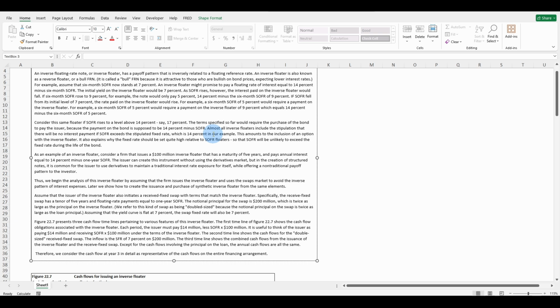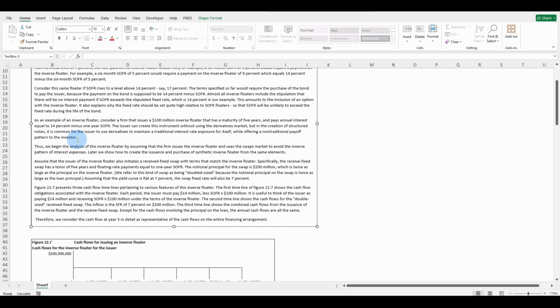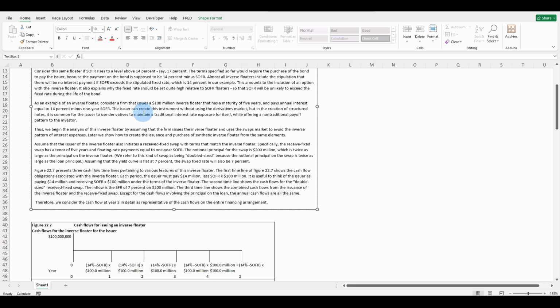This amounts to the inclusion of an option with the inverse floater. It also explains why the fixed rate should be set quite high relative to SOFR floaters, so that SOFR will be unlikely to exceed the fixed rate during the life of the bond. As an example of an inverse floater, consider a firm that issues a $100 million inverse floater that has a maturity of 5 years and pays annual interest equal to 14% minus 1-year SOFR.